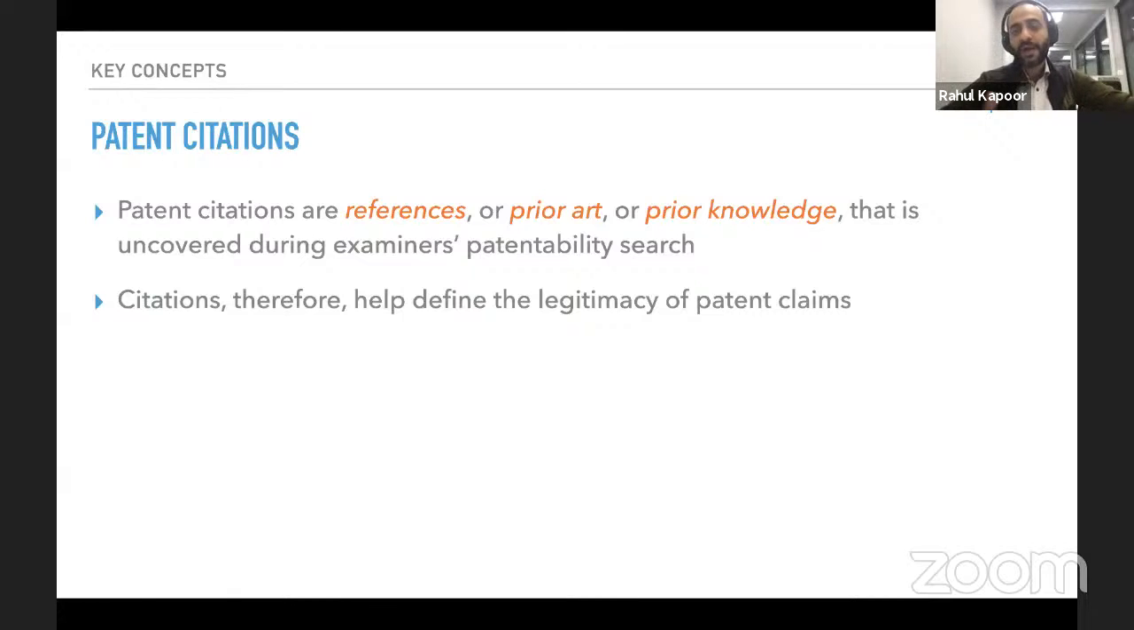So even when you have a new invention, the examiner is going to check for all existing prior art, and they will come up with a set of citations. In some countries, you have an obligation to provide all the citations. So this is citations, and they help you legitimize your patent claims. With all the patent citations cited in your patent, you will be able to say that we have learned from all these patents, but we have added so and so subject matter.